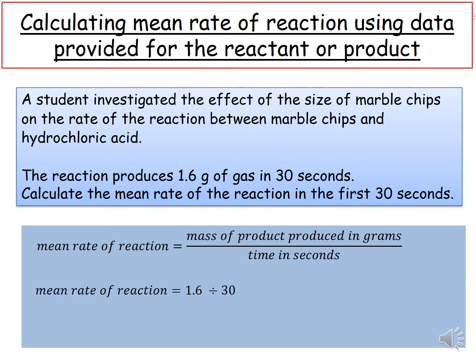Now in this question, the mass of gas produced is 1.6 and the time taken is 30 seconds. To calculate the mean rate of reaction, we'll divide 1.6 by 30 seconds. Your final answer, you can round it off to 3 decimal places. It is 0.053, and the unit that you need to focus on is grams per second. Now with units for rate of reaction, it might be given as grams per second or centimetre cubed per second, or also as mole per second.